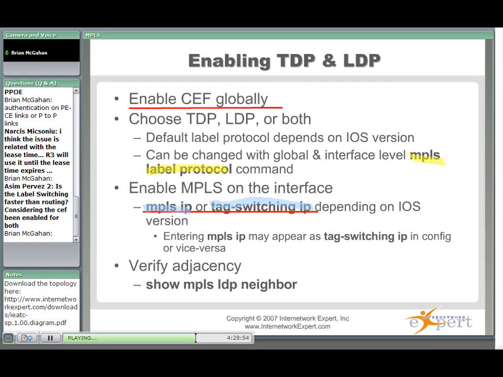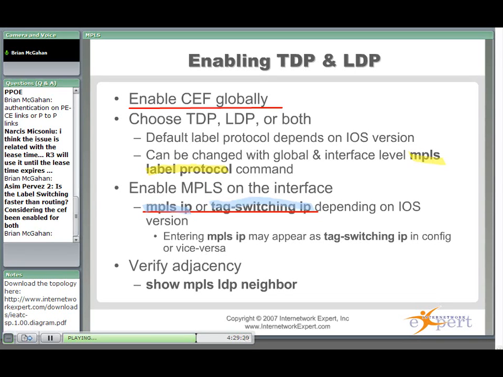The actual command, mpls ip versus tag-switching ip, does not control what label protocol you are running. You use the interface level command or the global command, mpls label protocol. That determines whether you are running LDP or TDP. You can actually run both of them on the same interface if you want to. So if you had an Ethernet interface to two routers, you could run LDP with one of them and TDP with the other.